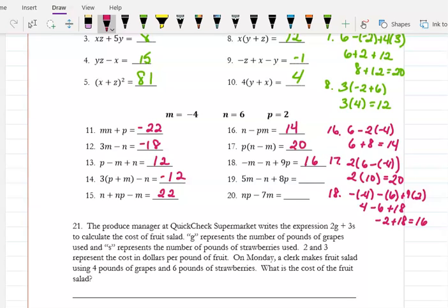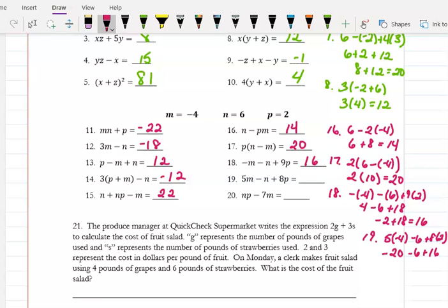Okay, number 19, 5m, so 5 times negative 4, minus n is 6, and plus 8 times 2. Okay, so first we multiply. 5 times negative 4 is negative 20. Let's keep that negative 6 and then multiply again, 16.